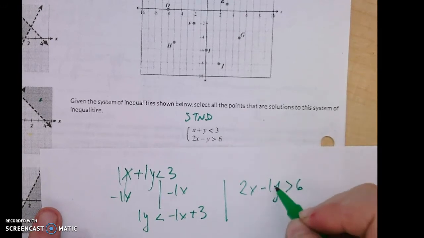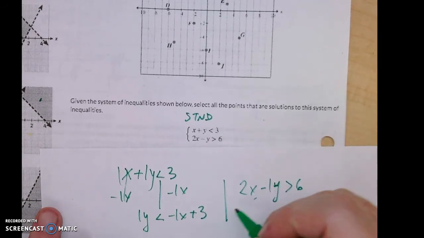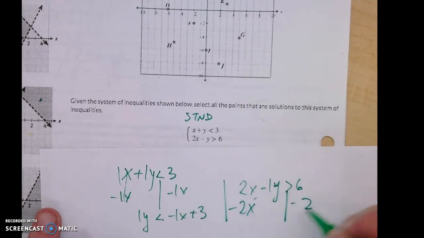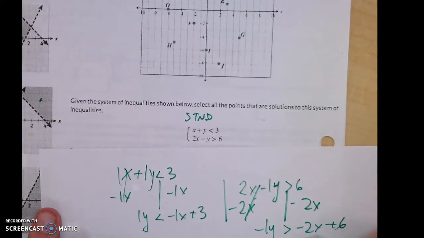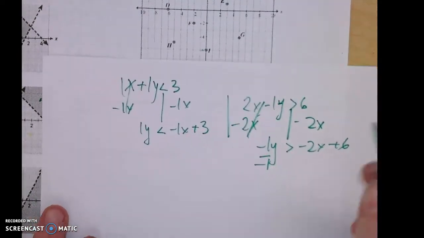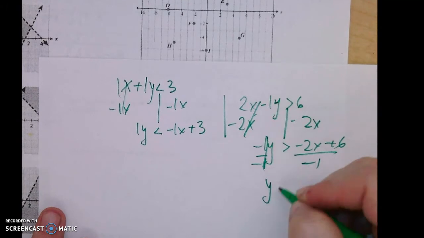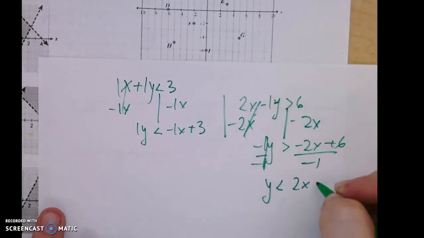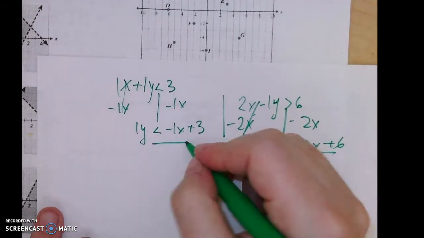If you notice that there's a lot of negatives that we're dividing by in this review, that should ring a bell that this is something that you're going to have to contend with on the exam. Divide by negative 1, sorry. Divide by negative 1, so y is less than 2x minus 6. So these are my two equations.